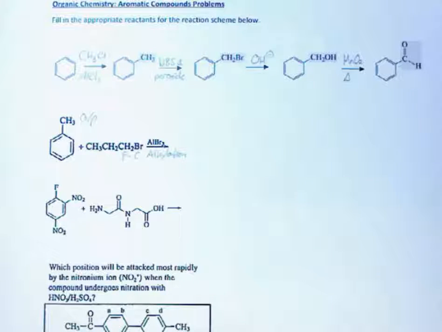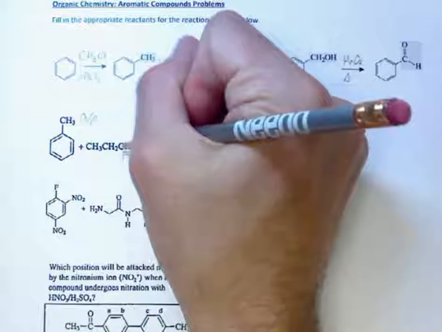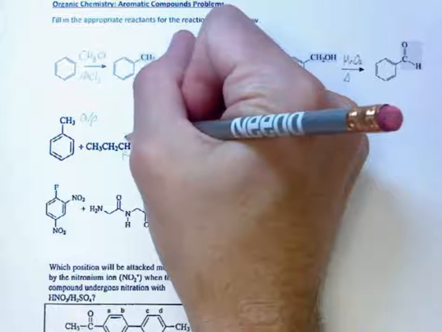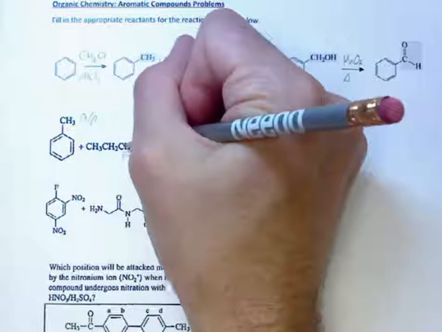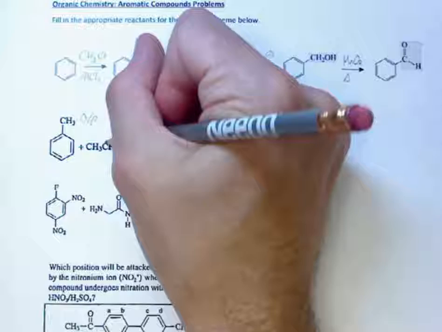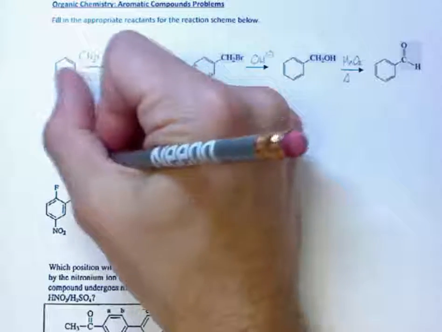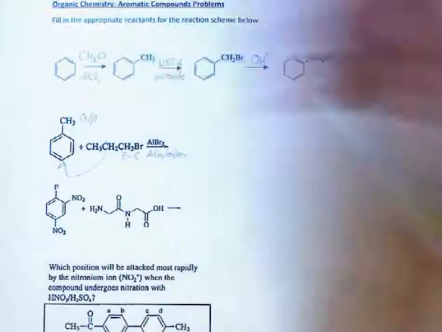Now, recall with alkylation, rearrangement can occur. So instead of getting a straight chain propyl with the carbocation on this carbon, we will attach this carbon here. We will get an isopropyl group.